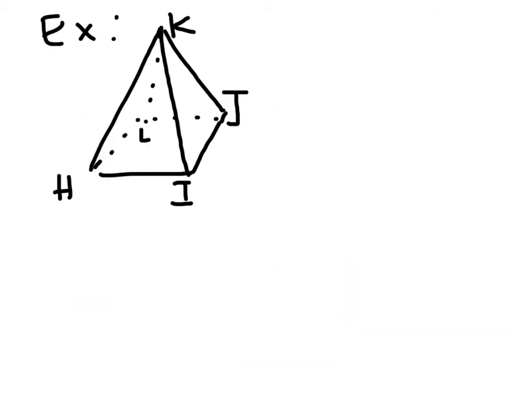Look at an example. If I was asked to identify this figure and then name the bases, the faces, the edges, and the vertices, I would say, all right, well, let me look. I notice that there's a point here at the top, right? So it must be some sort of a pyramid or a cone. And the base is a rectangle. So this is a rectangular pyramid.